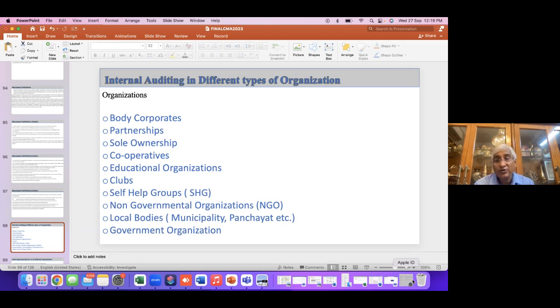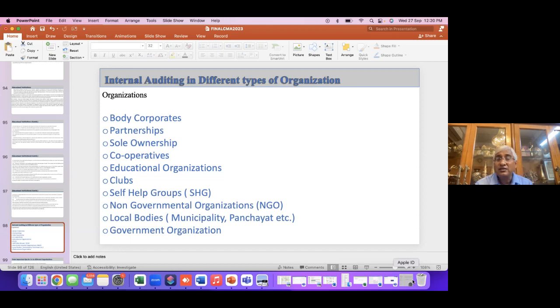I'm just touching upon those points. What is the fund requirement? How is that fund being generated? How is the expenditure being made? How is the approval for the expenditure being made? So like this, one has to answer the queries one by one.